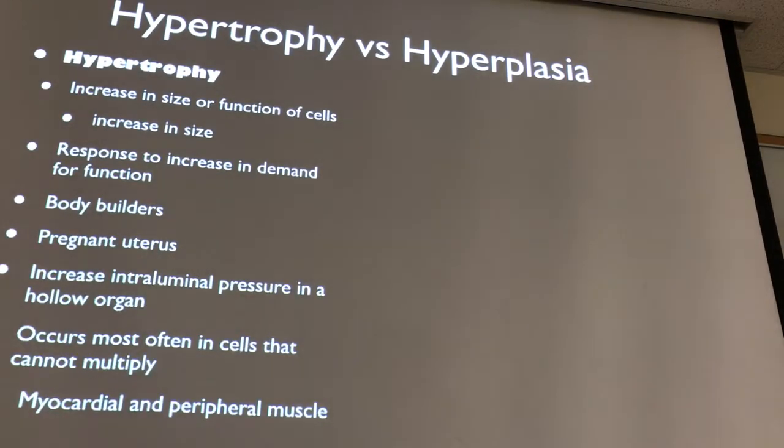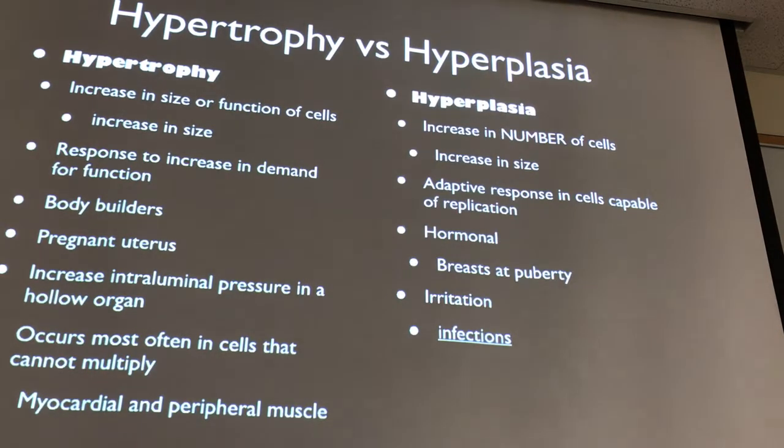All right, hypertrophy and hyperplasia. So hypertrophy is an increase in size or function of the cell. This is a comparison for you, right? Because we've already kind of gone through this. So it's an increase in size, a response to increased demand or function: bodybuilders, pregnant uterus, increase in intraluminal pressure in a hollow organ. It occurs most often in cells that cannot multiply, myocardial and peripheral muscle. Where you have hyperplasia, it's an increase in the number of cells, an adaptive response in cells capable of replication: hormonal, breasts at puberty, some kind of irritation or infections.